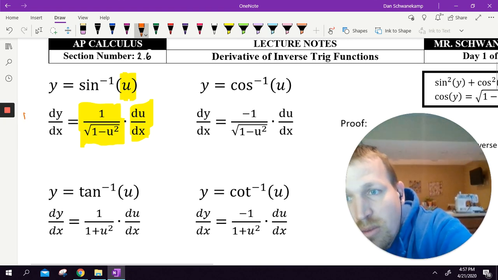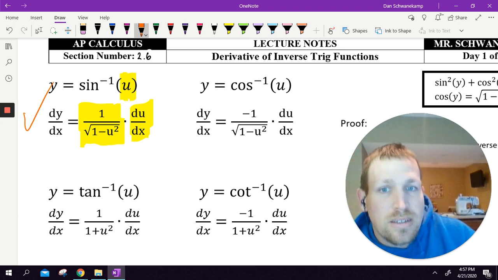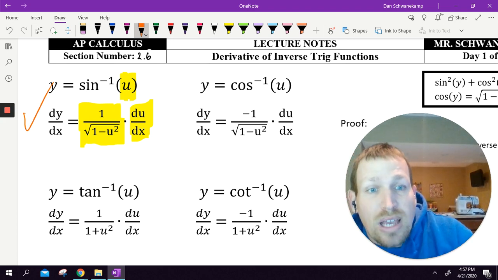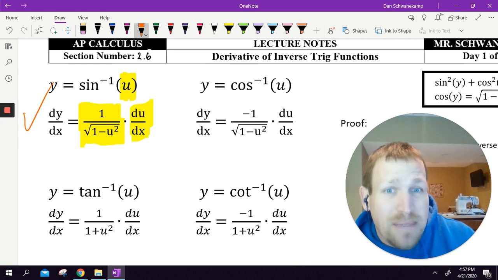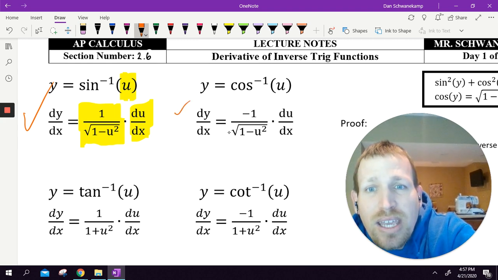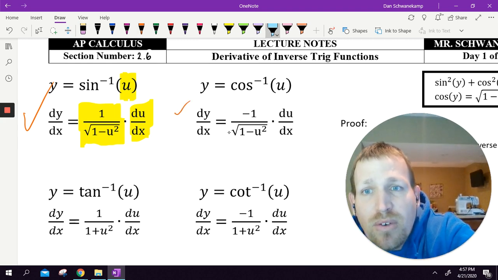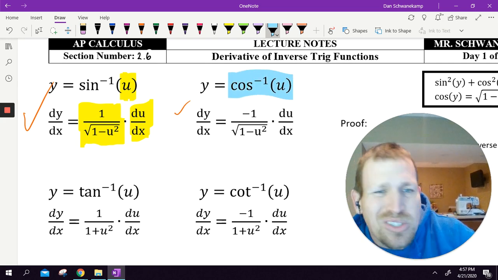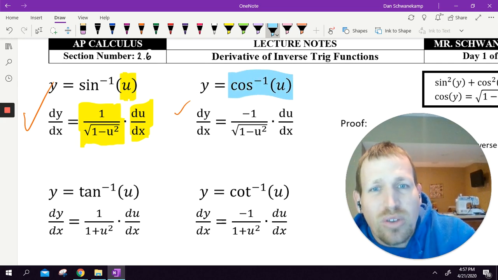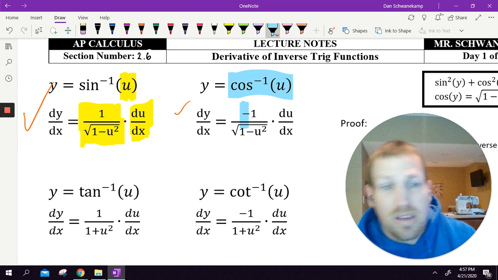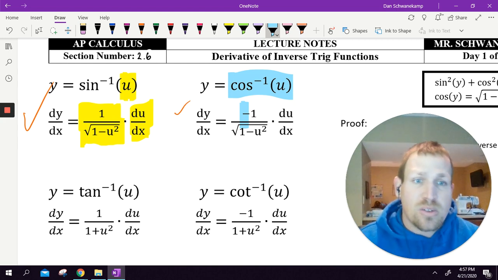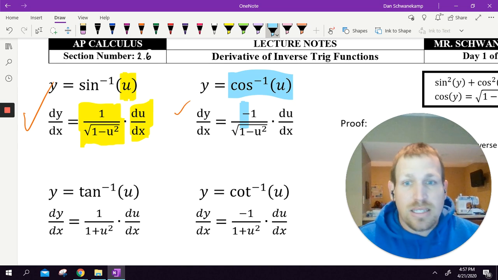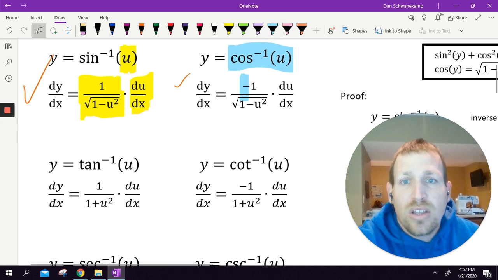This is definitely one that's going to be on AP exams. Inverse cosine might be on the AP exam, probably not. But if you memorize inverse sine, inverse cosine is the same thing. The only difference is there's a negative sign in front. Everything else is the same: 1 over the square root of 1 minus the baby squared times the derivative of the baby. Those two are important.